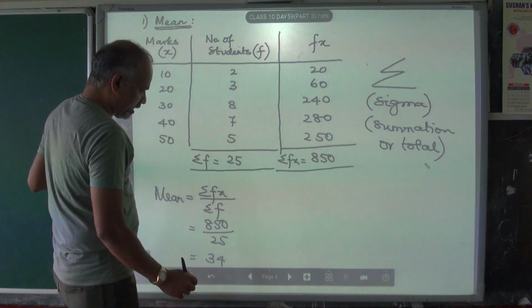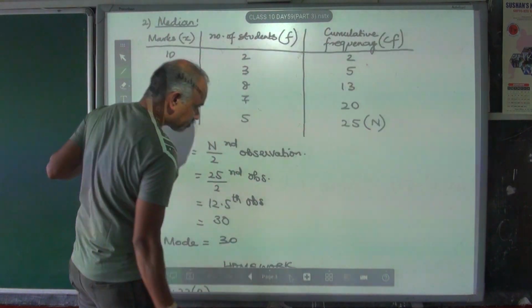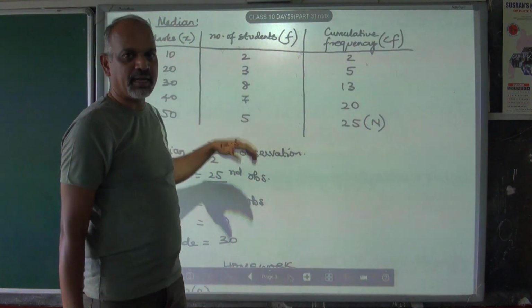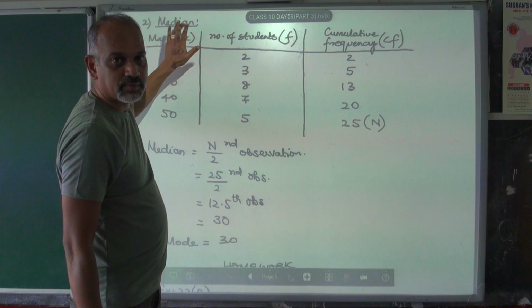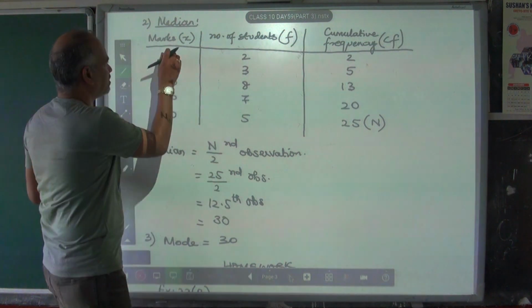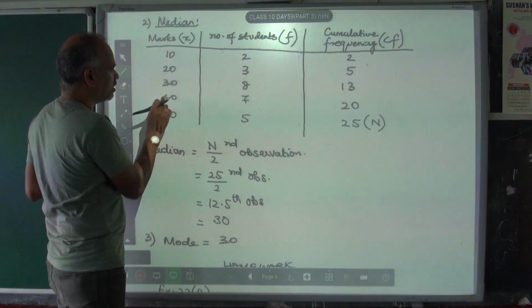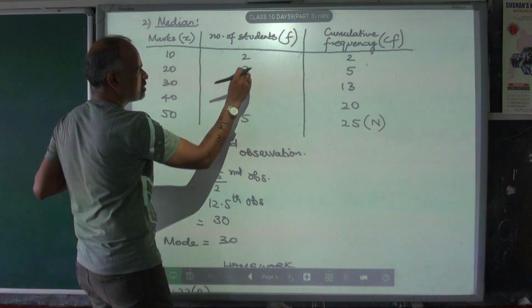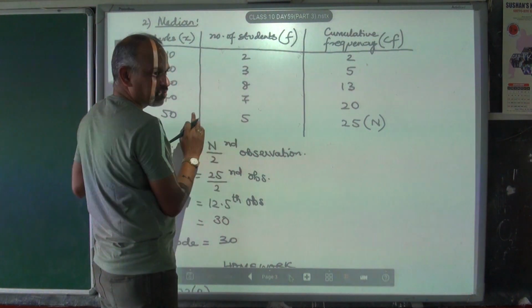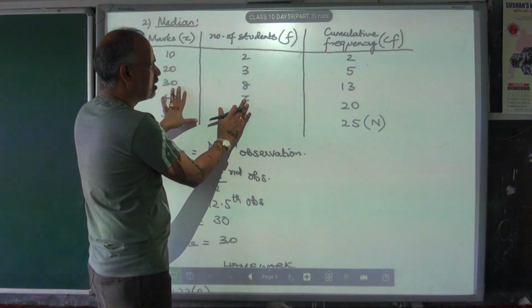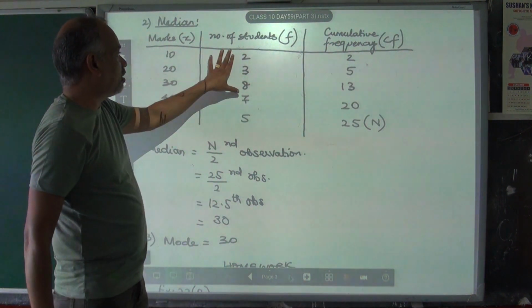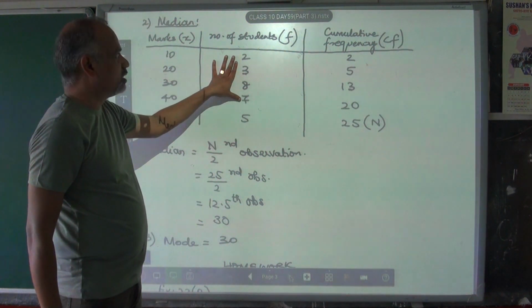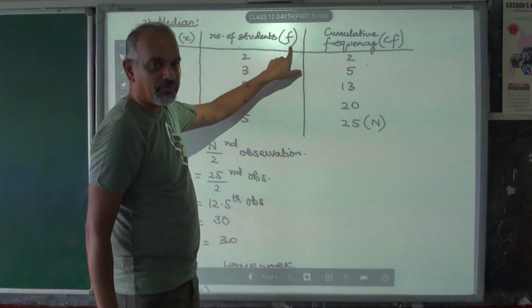The next one is for the same data, you're going to find the median. The data is the same: marks 10, 20, 30, 40, 50, and number of students 2, 3, 8, 7 and 5. This is the data that was given. Now, to find the median, this is your x value, this is your f value.